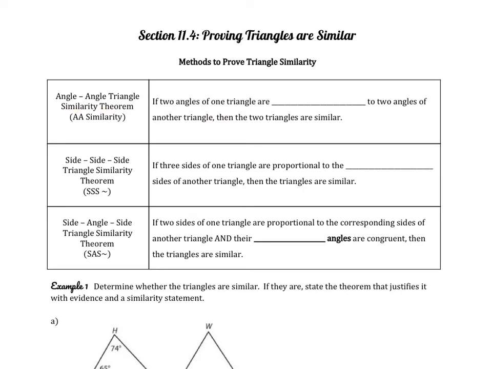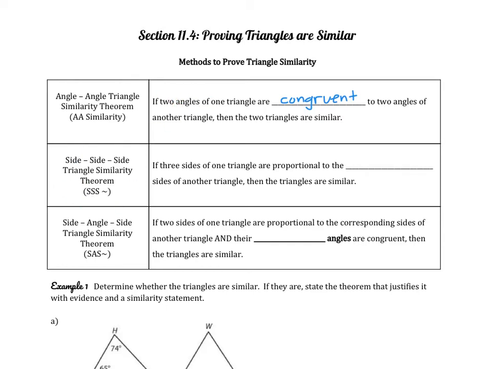This one states that if two angles of one triangle are congruent to two angles of another, then the two triangles are similar. Notice that you only need to show that two are congruent, because if two are congruent, then just using logic, we can also assume the third will also be congruent. So just showing two is enough.